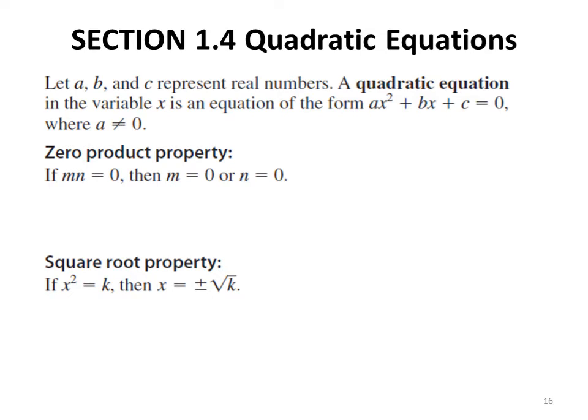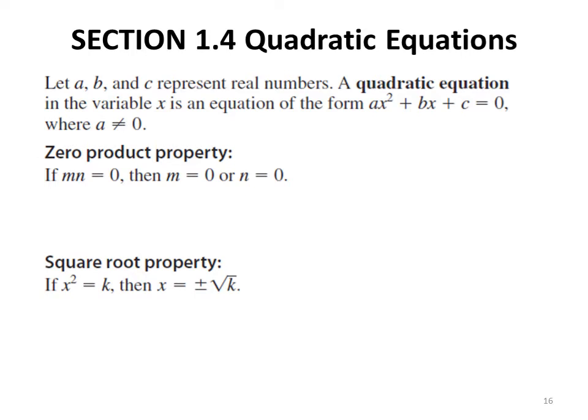Next, we would like to study quadratic functions. This is section 1.4. A quadratic equation is an equation of the second degree. So it's an equation involving one variable x, and it has the form a times x squared plus bx plus c equals 0. And here the leading coefficient, the coefficient of x squared, cannot equal 0. This is a second degree equation, or a quadratic equation.